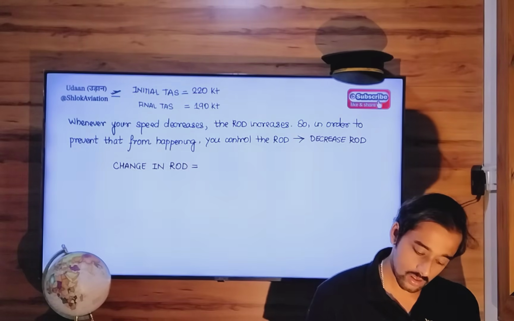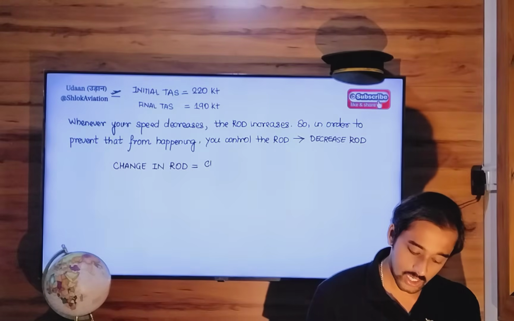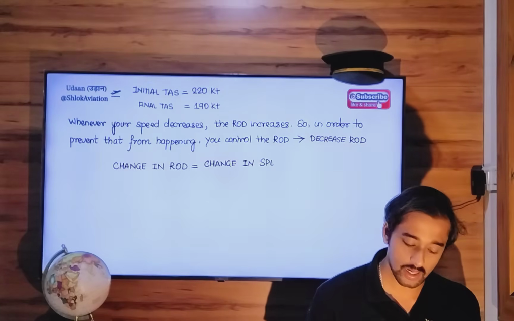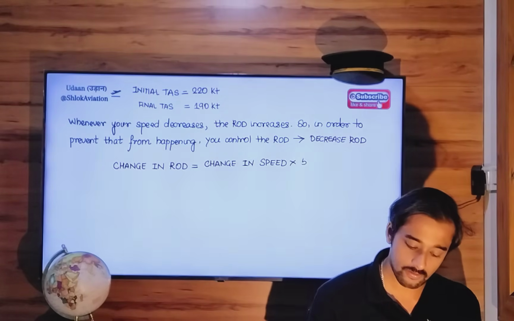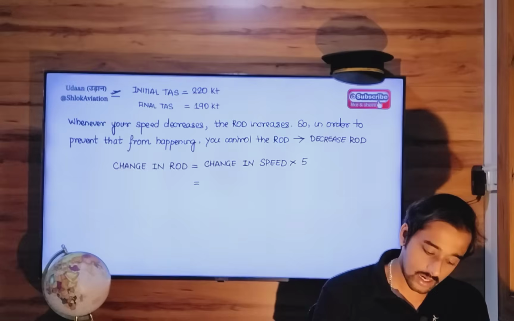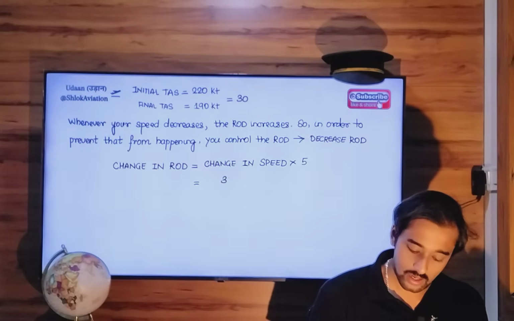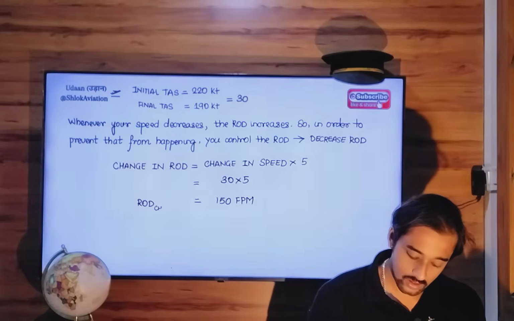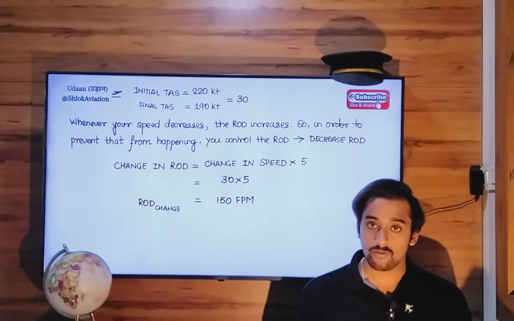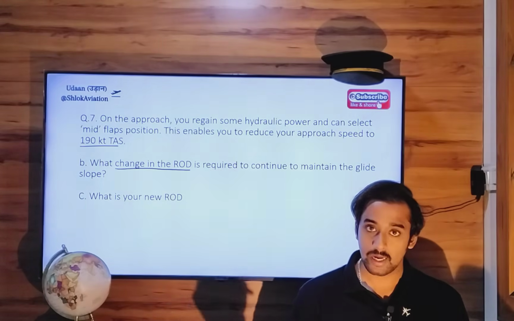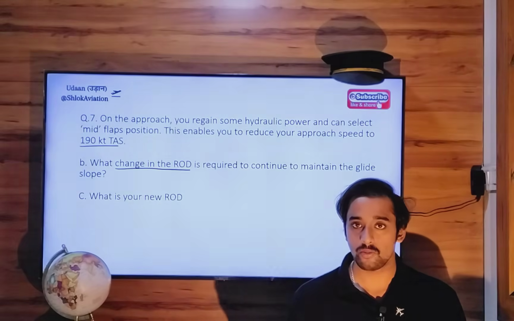Now change in rate of descent is equal to change in ground speed, or true airspeed in this case, into 5. Now the change is equal to 220 minus 190, that is 30 knots. So 30 into 5, which is 150 feet per minute. So rate of descent change is equal to 150 feet per minute. Fine. So 150 feet per minute change in rate of descent is required to maintain glide slope.